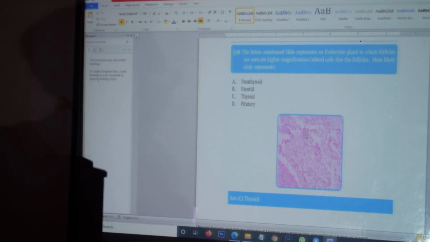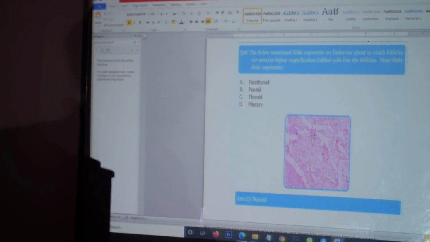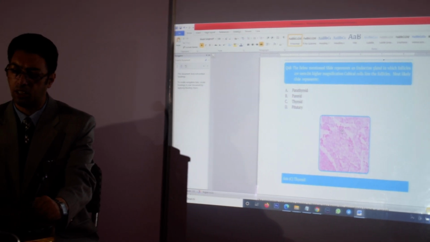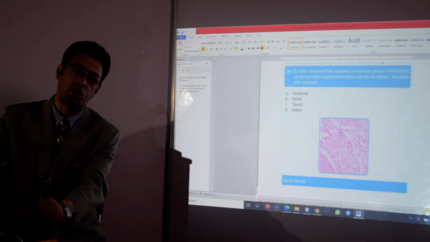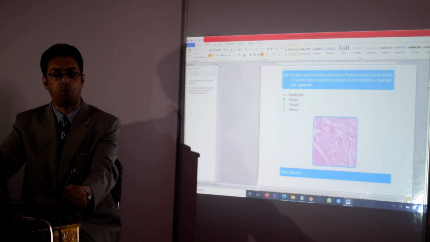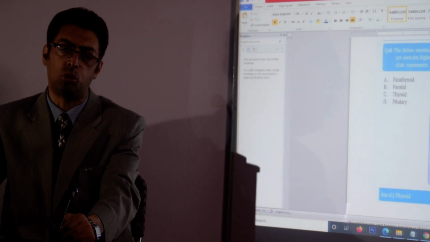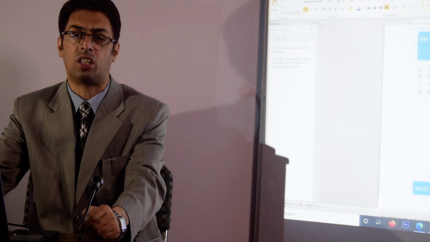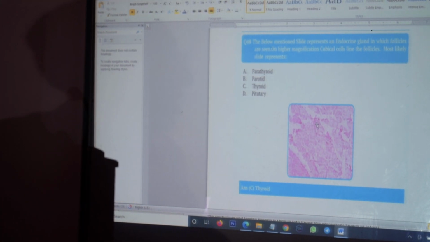The below mentioned slide represents an endocrine gland in which follicles are seen on higher magnification. Cubical cells line the follicles. The most likely gland is the parathyroid, the parotid, the thyroid and the pituitary. The four options are given there. And out of our knowledge of histology, histopathology, we can just assume that normal histologically the gland, which is the thyroid gland, is composed of follicles and is composed of cubical cells lining the follicles, and it is an endocrine gland.